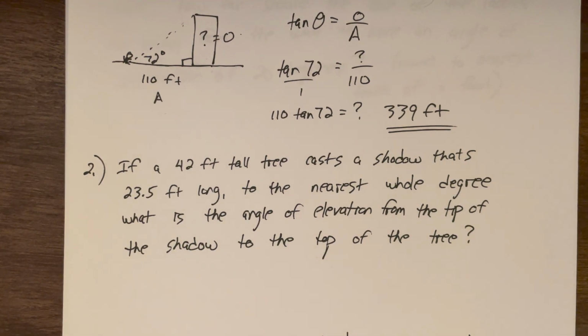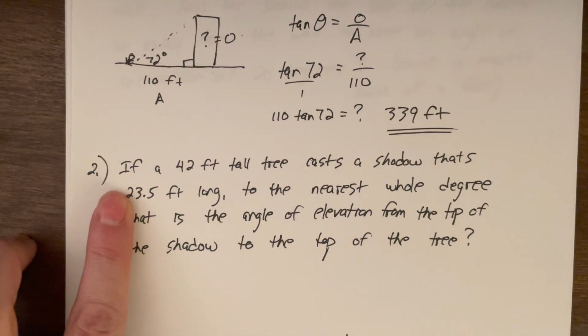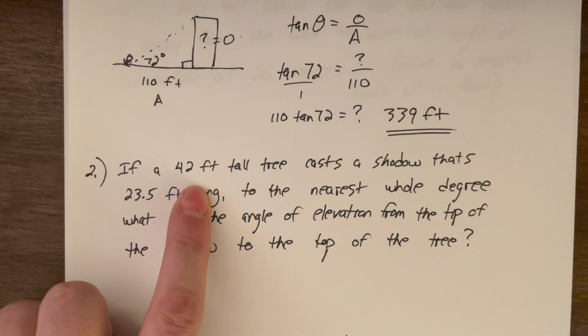We'll continue in this video with problem number 2. And for the rest of this, we'll just have several more of these word problems to get a little more practice in setting up our right triangles, seeing what information is given and what it is that we're looking to find. So in problem number 2, we have a 42-foot tall tree.